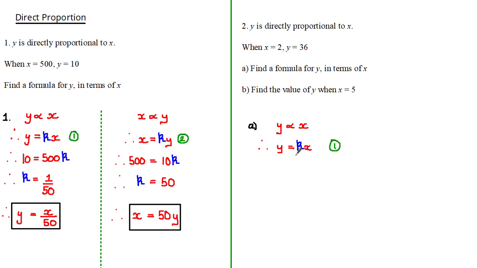Now we can find the constant k by using the fact that when x is equal to 2, y is equal to 36. So subbing these values into equation 1, we get that 36 is equal to 2 times k.